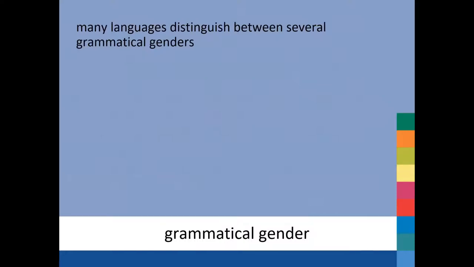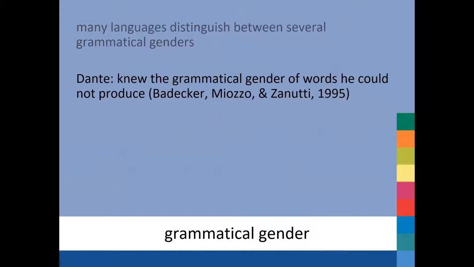Okay, so let's look at grammatical gender a little bit closer. We know that many languages distinguish several grammatical genders. We also know of some specific cases, like Dante, an Italian patient that has been investigated by Bill Badecker and his colleagues, who was able to know the grammatical gender of words that he could not produce. So when you would confront him with a picture naming task, he could not name the picture, so he was anomic, but he could tell whether the name of the picture was, for example, masculine or feminine in Italian.